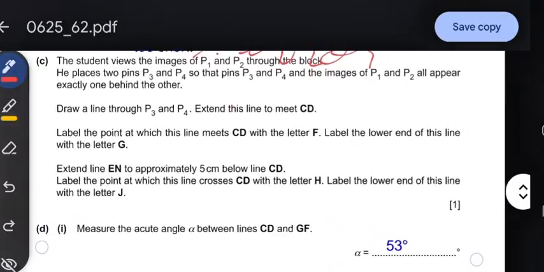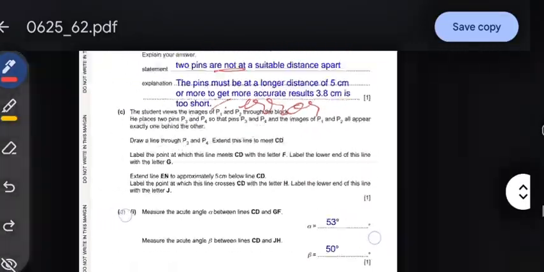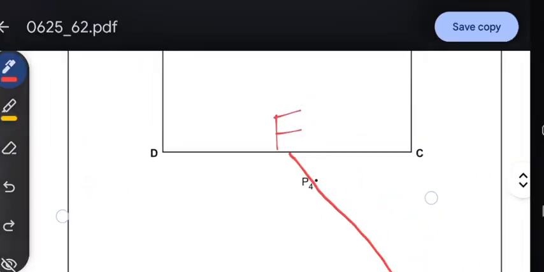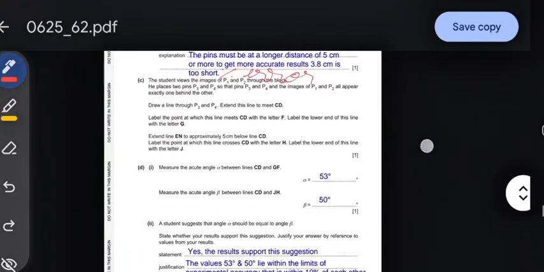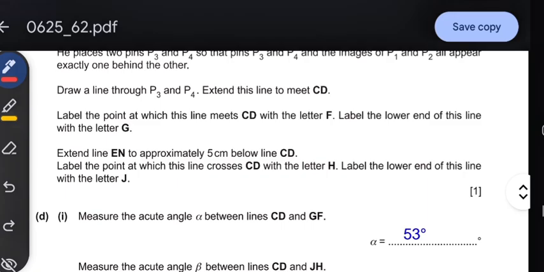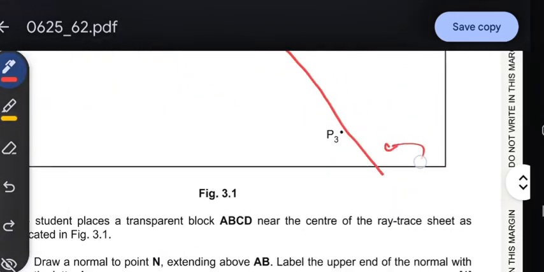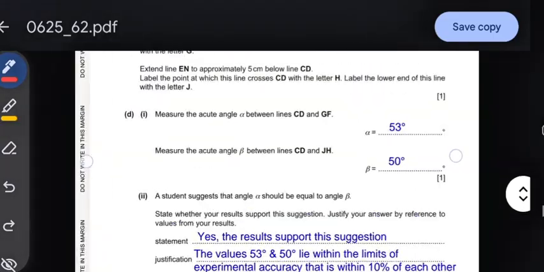We have done that. Label the point at which the line meets CD with letter F. Okay, you label this as F. All right, next, label the lower end of this line with G. Oh my God, I told you don't extend it too much. Anyways, this is G.